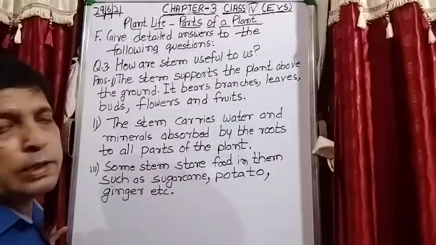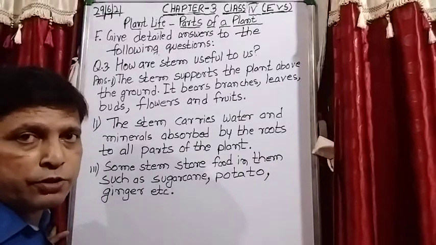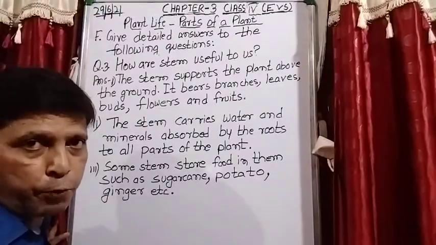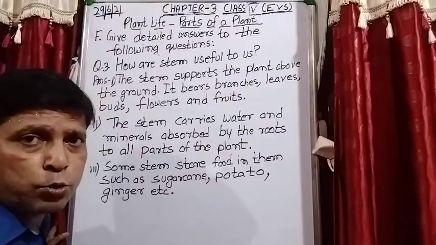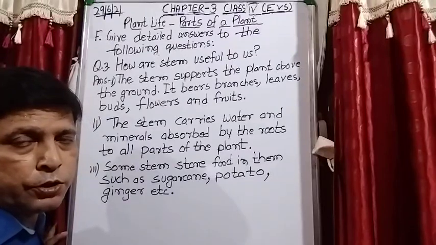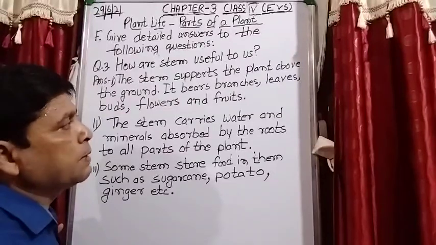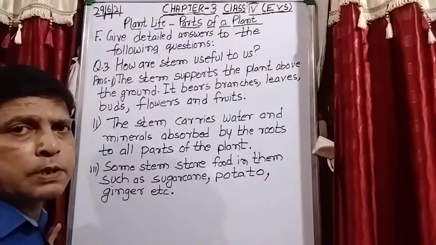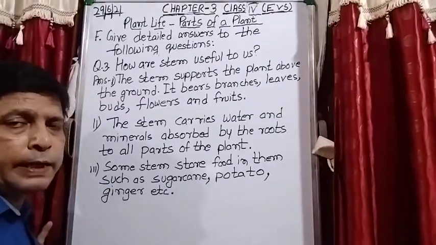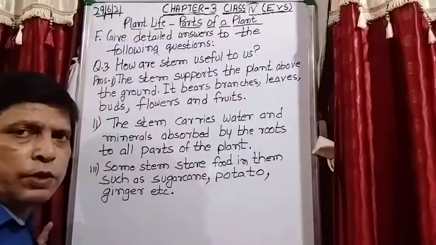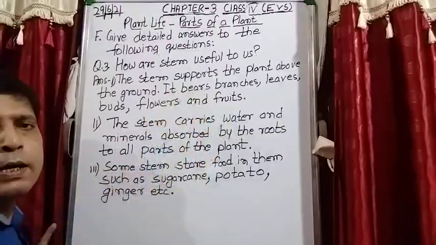How are stems useful to us? The stems support the plants above the ground, and the parts of the stems are branches, leaf, flower, buds, fruit. All these parts are attached to the stem. Branches are attached to the stem, and leaves are attached to the branches, and they have fruits also, buds also, and leaves also. So these are the parts of the stem.